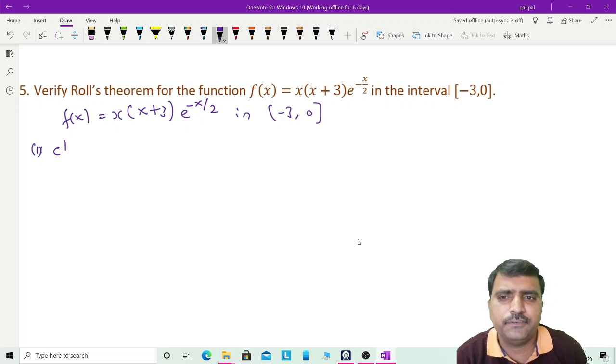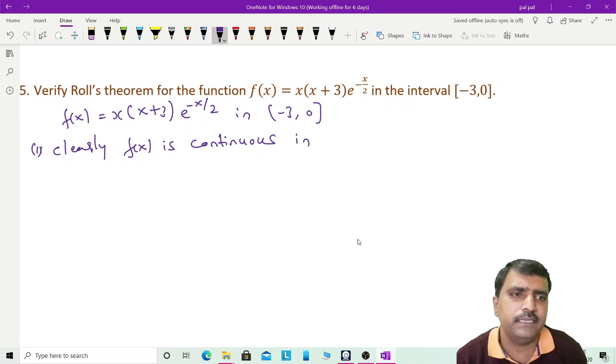So clearly you write, f of x is continuous in the interval minus 3 to 0.